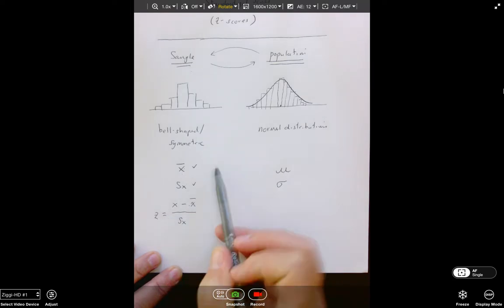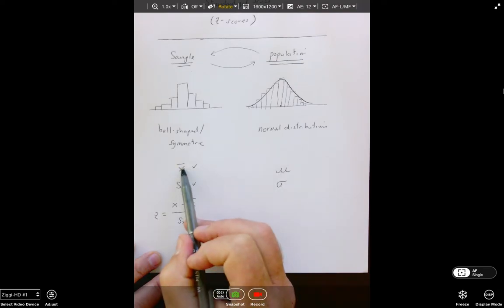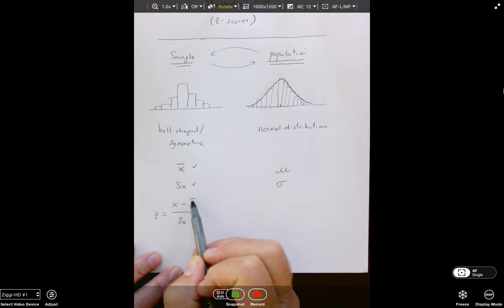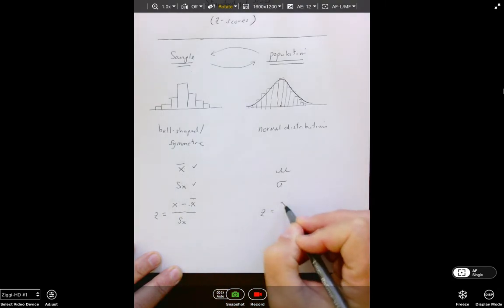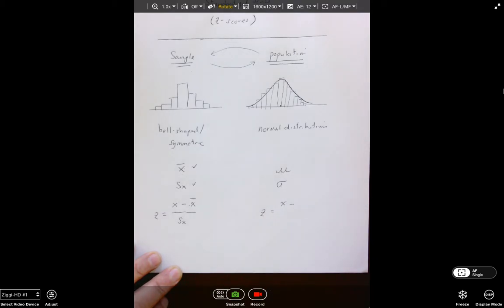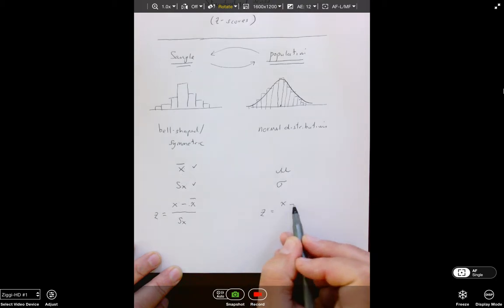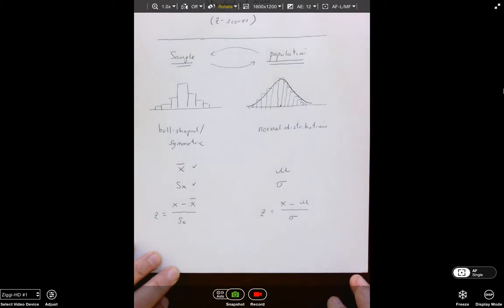Population mean, population standard deviation, sample mean, sample standard deviation. So if I'm going to calculate a z-score for a sample, I take the observation minus the sample mean divided by the sample standard deviation. Well, guys, it should follow that if I'm going to calculate the z-score for an observation from the population, I'm going to take the measurement of the one observation minus the mean divided by the standard deviation. Okay?